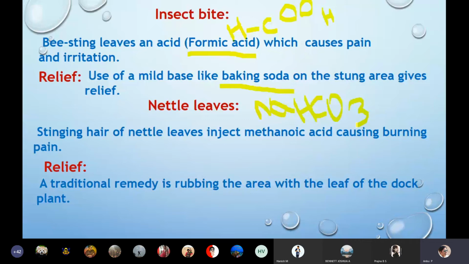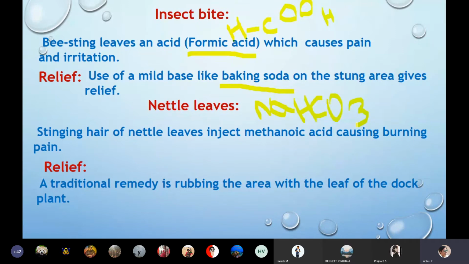So when an insect bites us, it injects an acid called formic acid, which can also be called methanoic acid. Both are the same thing. When it is injected, we need to be treated with a mild base that can neutralize the effect of the insect bite. That is the one thing.